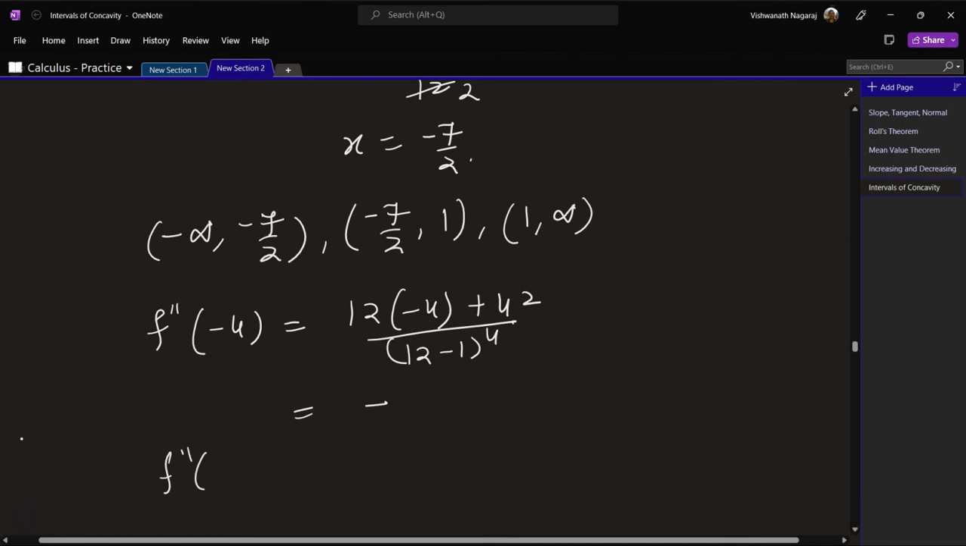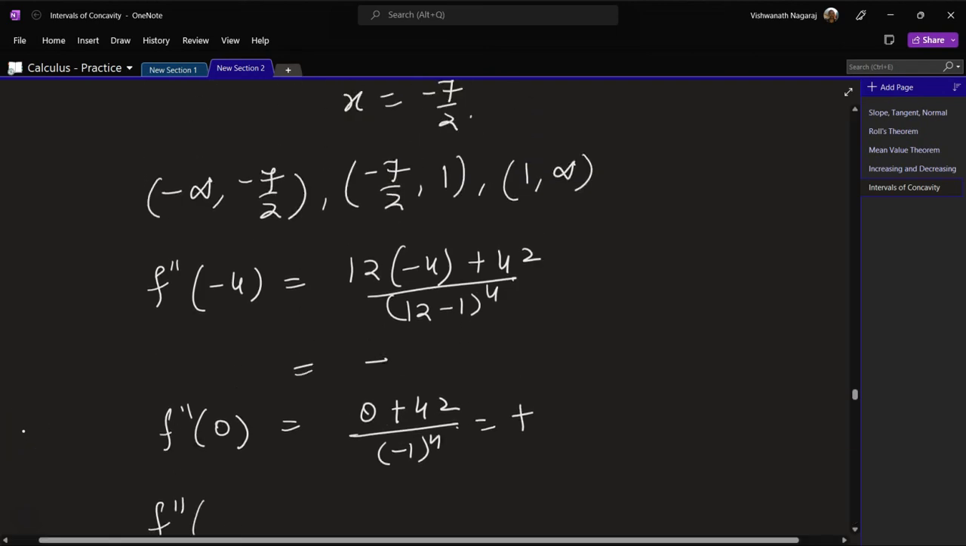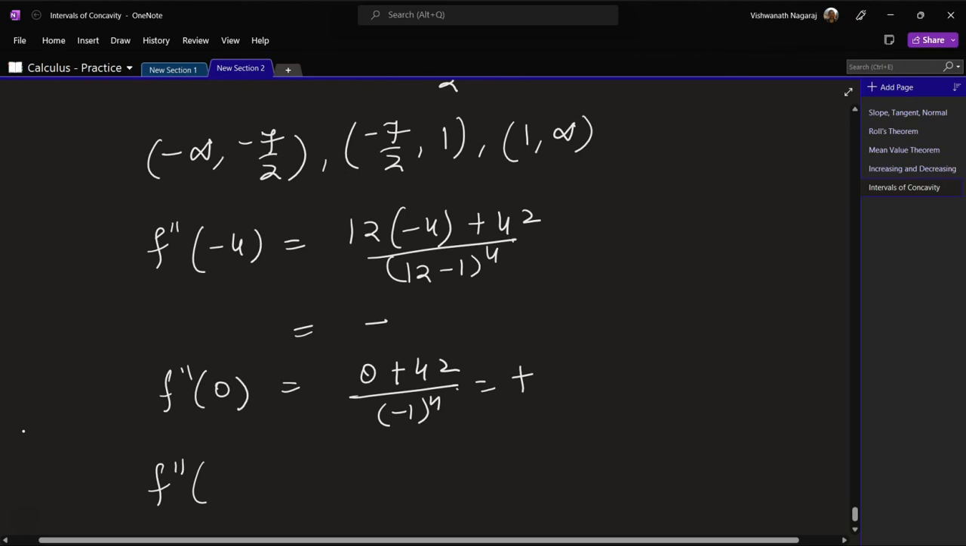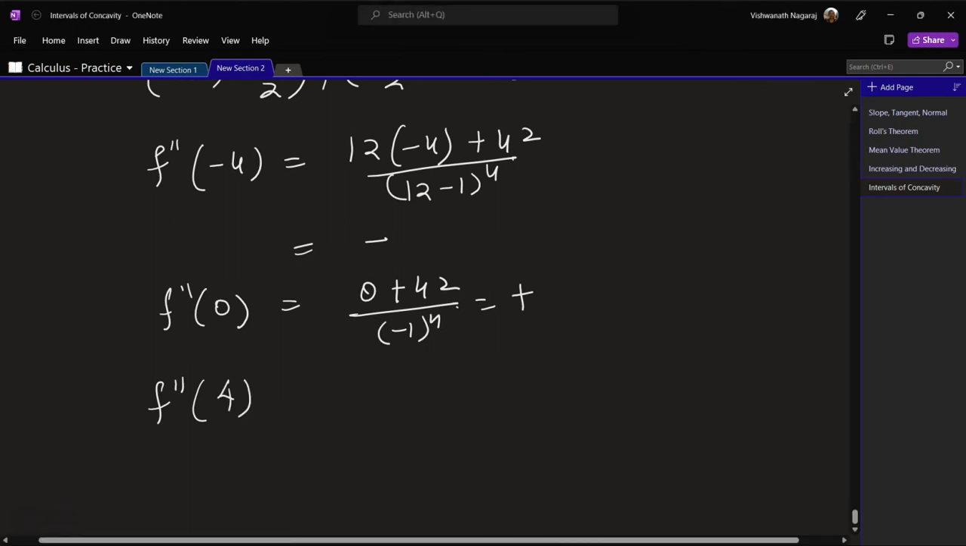f double prime of the interval -7 by 2 to 1. We can as well take it as 0. So this will be 0 plus 42 by (-1) to the power of 4. Denominator is positive, that is positive, so this is positive. And now the final, f double prime of, this comes from 1 to infinity, so let's take it as 4 itself. So 12 times 4 plus 42 divided by (4 - 1) to the power of 4. This will be positive and this is positive, so the whole thing is positive.